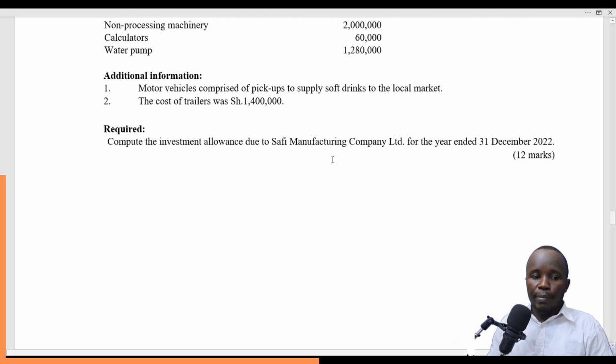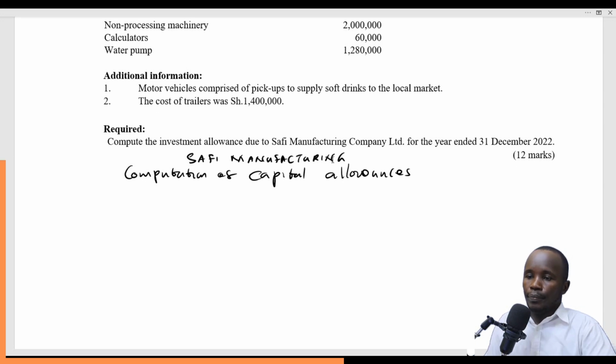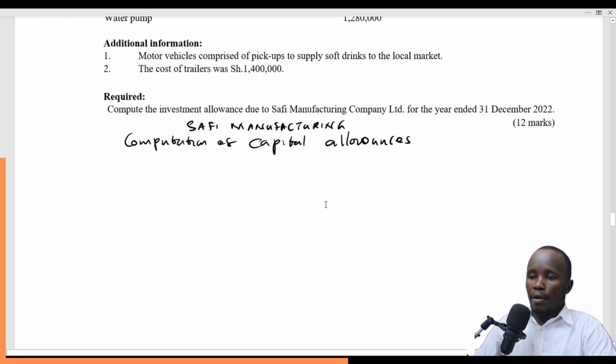So we begin by saying that this is Safi Manufacturing, computation of capital allowances.